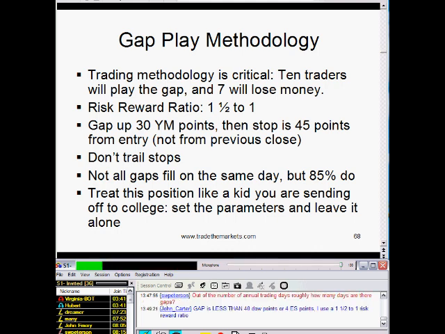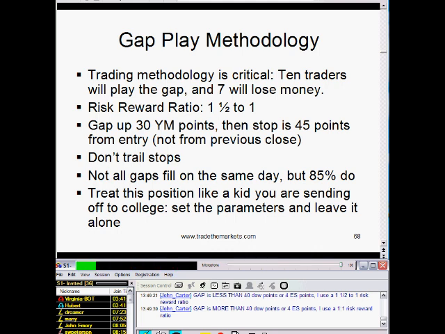However, if the gap is more than 40 Dow points or 4 ES points, I use a 1 to 1 risk-reward ratio. All right? So what does that mean? If we gap down 30 points, I'm going to use a 45-point stop. That's 1.5 to 1. If we gap down 45 points, I'm using a 45-point stop because that's 1 to 1.